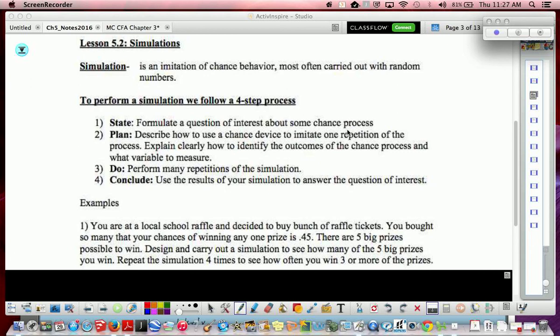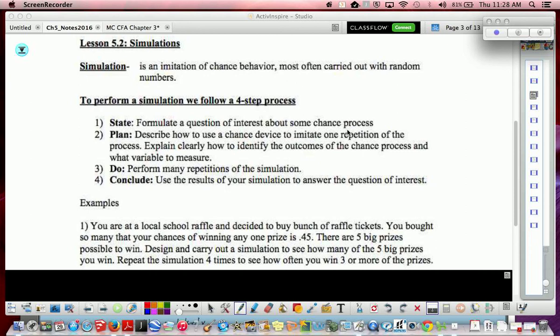Okay? So when we do a simulation, we actually try to follow this kind of 4-step process that we've been doing in the past, like when we started doing normal probability problems. We're going to state what we're trying to find or simulate. We're going to actually write out the plan. Then we're actually going to do it, which will more than likely involve our random number table in some way, shape, or form. And then we'll actually conclude our results. We'll state what we actually found in our results.